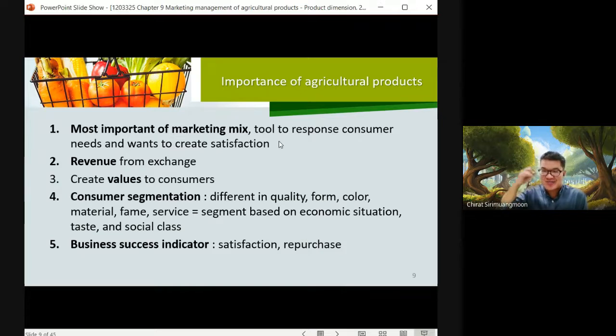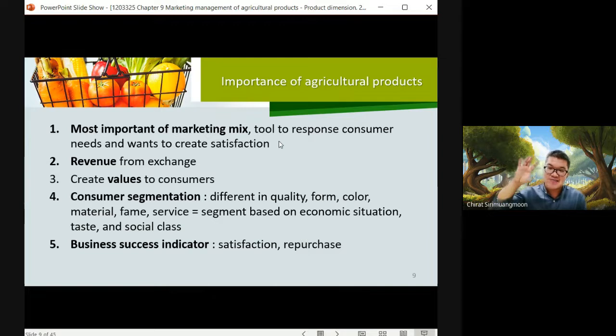If you remember, we have the value chains. During the way that you transform the product from the raw materials to the processed food to the processed product, you add the value into it. Okay? Then the agricultural products have different quality, different forms, different color, different materials or service. So you can do consumer segmentation because you can segment based on the money that they have or economic situation or the taste, the preference, or the social class.